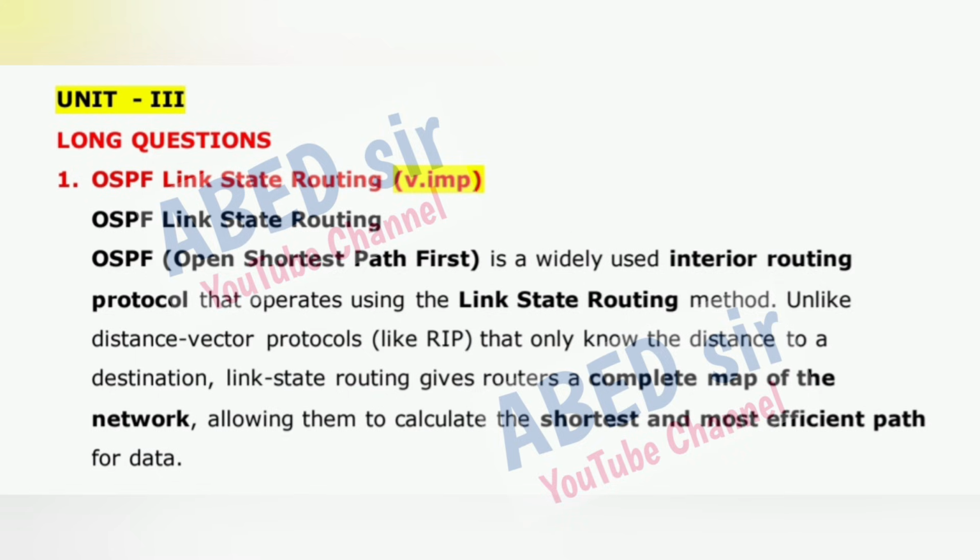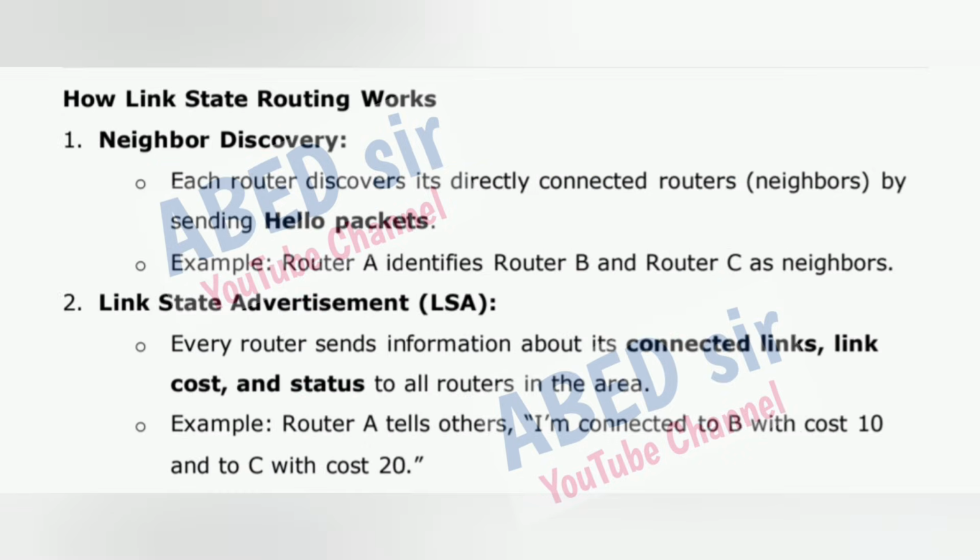OSPF link state routing. OSPF, Open Shortest Path First, is a widely used interior routing protocol that operates using the link state routing method. Unlike distance vector protocols, like RIP, that only know the distance to a destination, link state routing gives routers a complete map of the network, allowing them to calculate the shortest and most efficient path for data. How link state routing works.